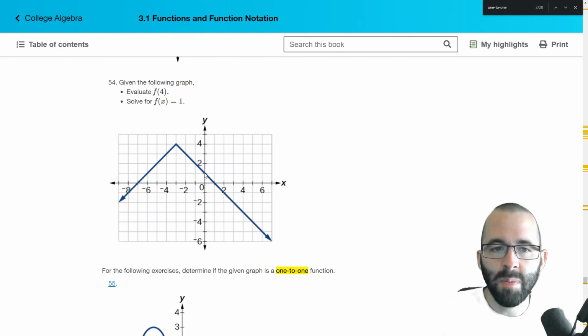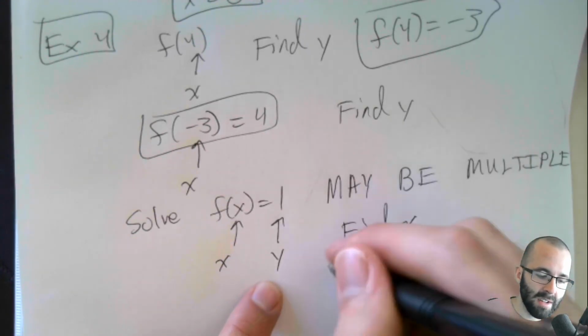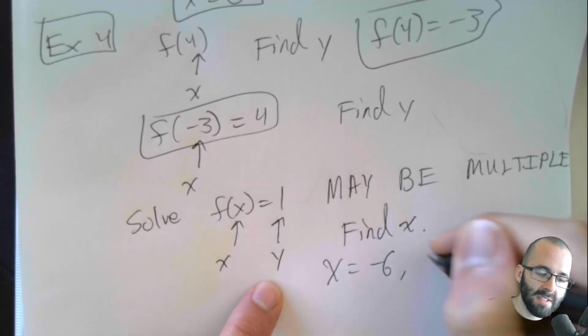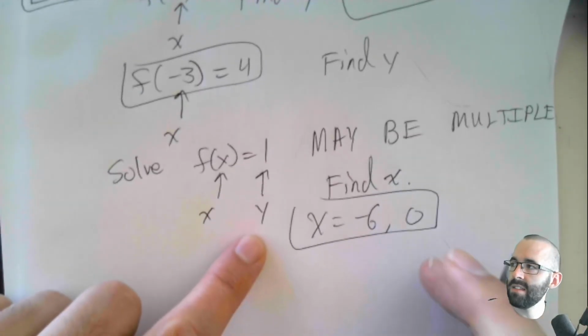When y is 1, that's up here, and look left and right to see the value where the graph is. And this time when we look left and right, we get 2 things here. This is when x is -6 and when x is 0. Both have that y value. We'll have 2 answers here. X is -6 and 0.